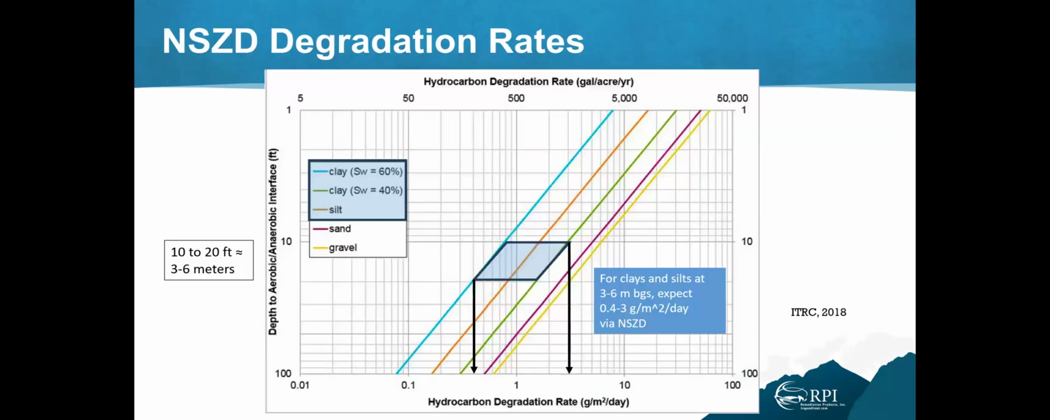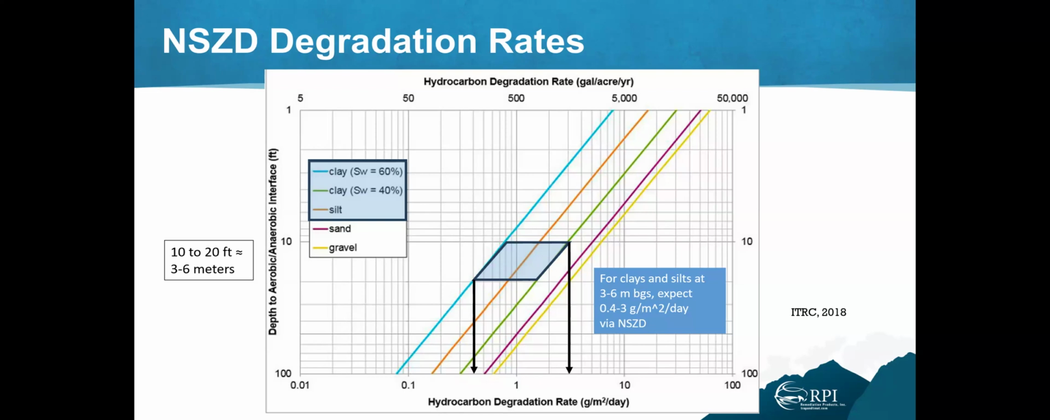Okay, degradation rates. Now this is out of the ITRC document from 2018. It seems like it just popped out of nowhere as a topic, but it plays into what I'm going to show you in the following slides. What's going on here is they have 2 different kinds of clay, with the blue line and the green line, and a silt with the orange line. That's what most of us end up working with. Sand and gravel is not really that relevant.